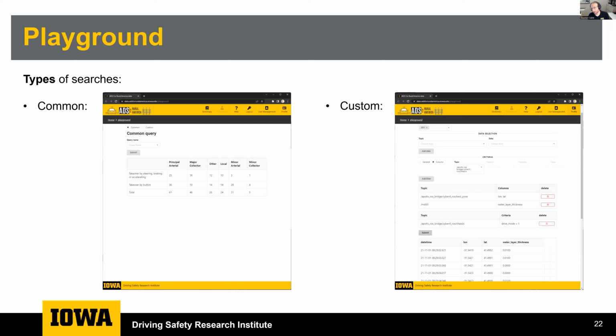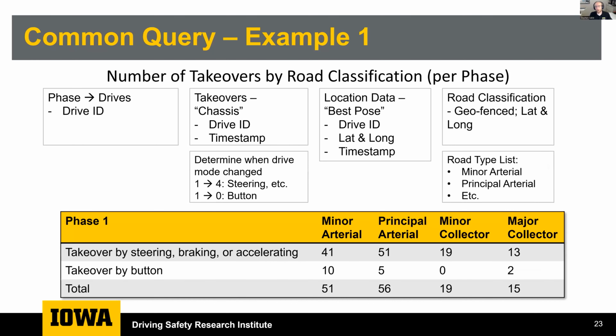The other side is the custom query. The custom query is the power user part of the playground. This gives a user the ability to search for a given piece of telemetry or rider information using other pieces of vehicle or rider or temporal information as criteria for that search. And I'll pass it back to John, who will give a little bit of background about how some of those queries are formed. Sure, thanks again, Steve.